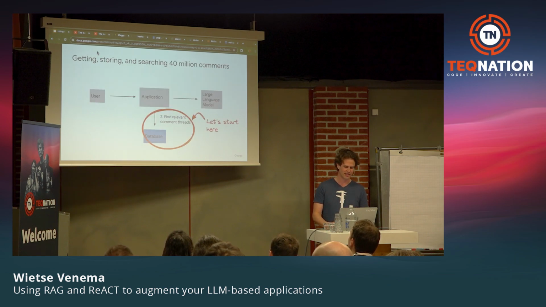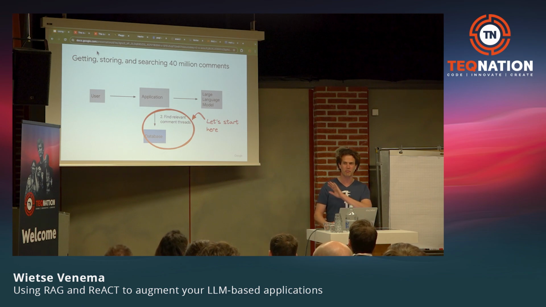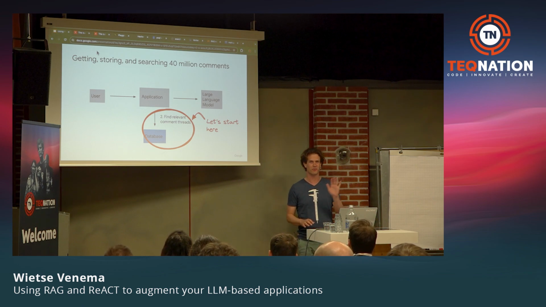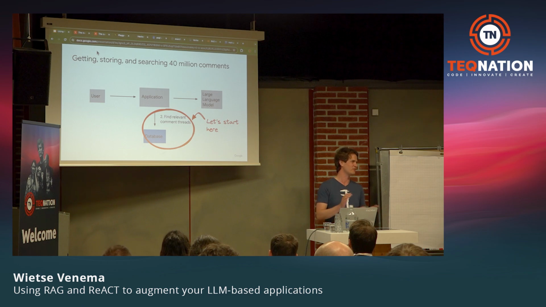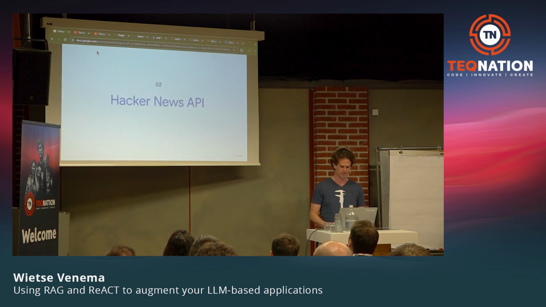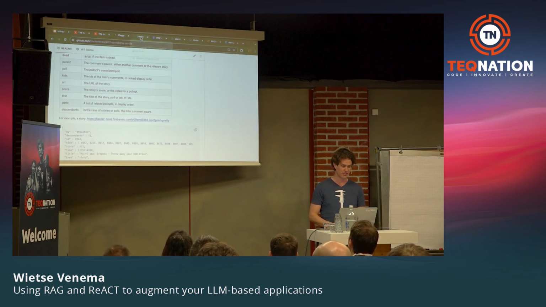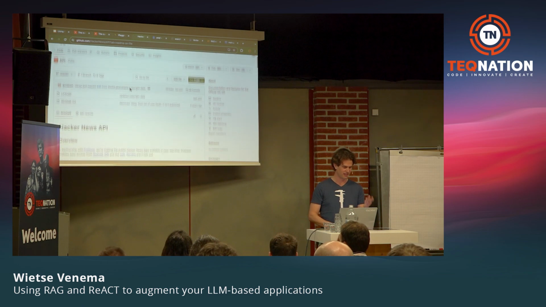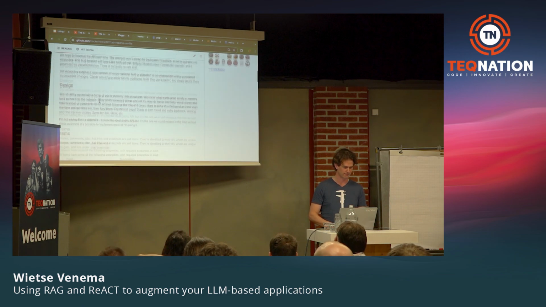But let's start here. Find relevant comment threads. And I'm completely going to ignore that Hacker News already has a search API, because that would make it way less fun, right? So I'm going to find a way to get all the data in Hacker News, store it somewhere, and find a way to search over it. And there is an API, right? There is, they documented it on GitHub.